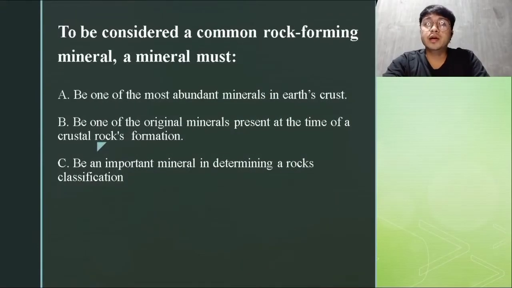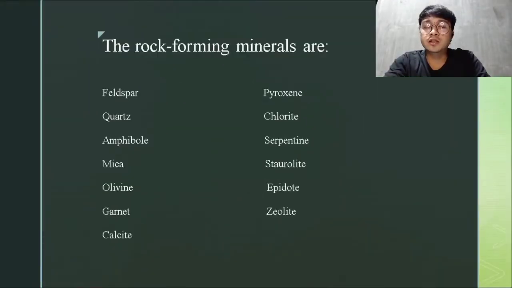To be considered a common rock-forming mineral, a mineral must be one of the most abundant minerals in the earth's crust, be one of the original minerals present at the time of a crustal rock's formation, and be one of the important minerals in determining rock classifications. And here the rock-forming minerals are Feldspar, Quartz, Amphibole, Mica, Olivine, Garnet, Calcite, Pyroxene, Chlorite, Serpentine, Staurolite, Epidote, and Zeolite.